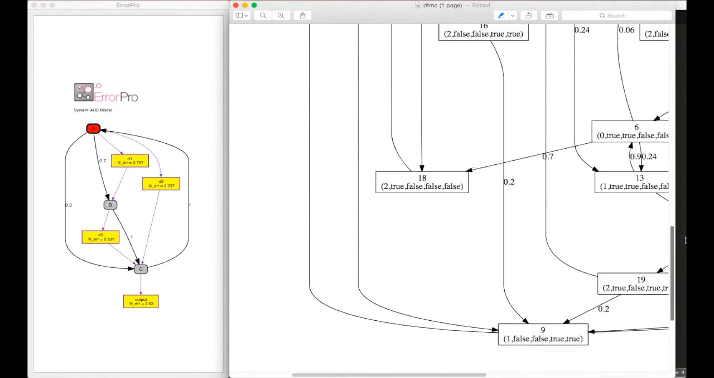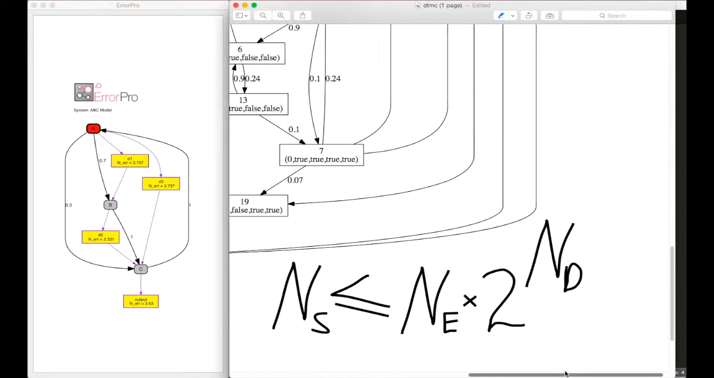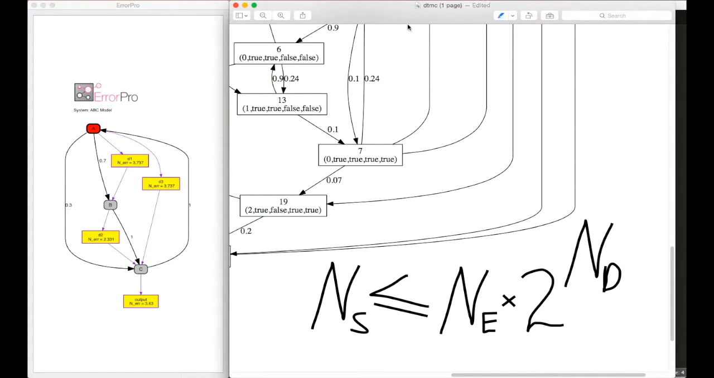Maybe you've already noticed that these discrete Markov chains can grow very fast. In the worst case, the number of states can reach this number, where NE is the number of elements and ND is the number of data in the error propagation model. It means that the number of states grows exponentially. Such big models cannot be computed even with PRISM.